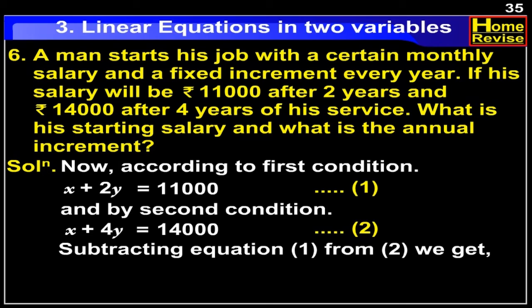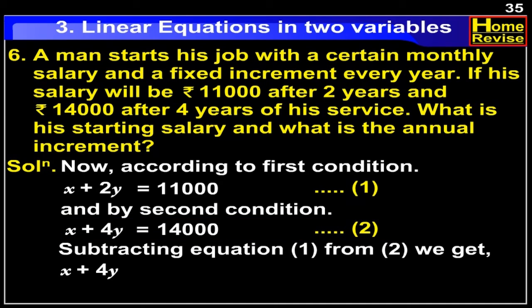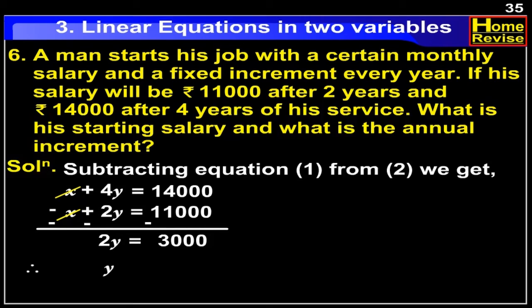Subtracting equation 1 from 2, we get X plus 4Y is equal to 14,000 minus X plus 2Y is equal to 11,000. The signs get changed and plus X and minus X get cancelled out and we get 2Y is equal to 3,000. Therefore Y is equal to 3,000 divided by 2. Therefore Y is equal to 1,500.